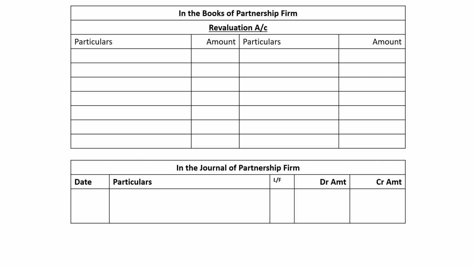Only one entry is required to be passed, so you can draw a small format of journal. Revaluation account 6 to 8 lines and journal 4 to 5 lines, more than sufficient. That is not a problem. Okay, no other ratios etc. are required to be calculated because we are specifying that goodwill is written off against old partners' capital only.